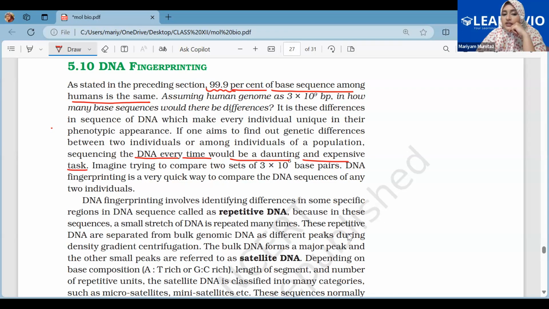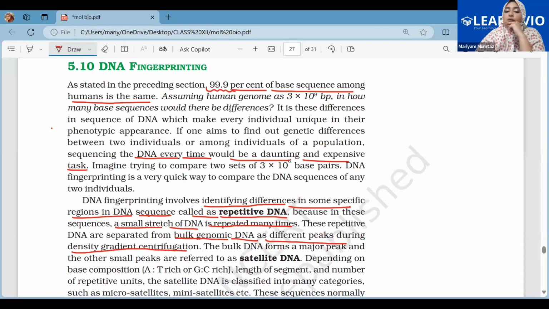Now, DNA fingerprinting involves identifying differences in some specific regions in the DNA sequence called the repetitive DNA, because in these sequences, a small stretch of DNA is repeated many times. Now, these repetitive DNA are separated from the bulk genomic DNA as different peaks during density gradient centrifugation.